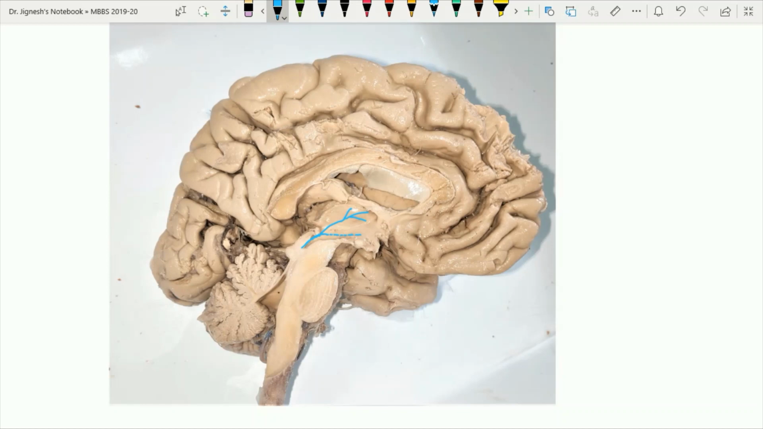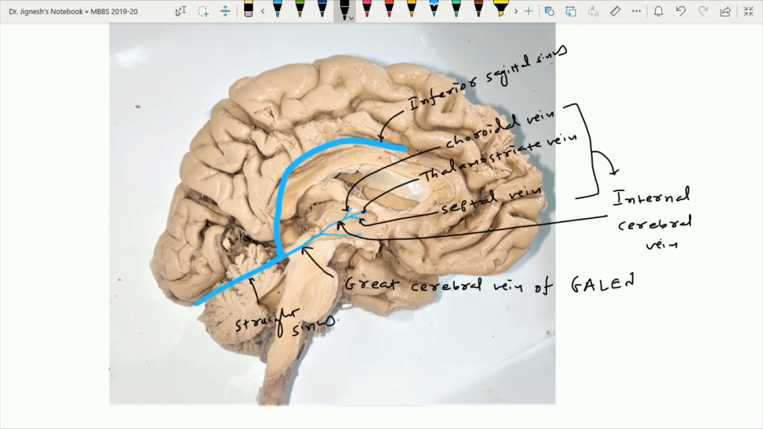And this great cerebral vein of Galen joins the inferior sagittal sinus, which is situated somewhere here, and after joining this inferior sagittal sinus, this great cerebral vein is continuous with the straight sinus. Within this great cerebral vein of Galen, from both sides, the basal veins join, along with a few other tributaries.